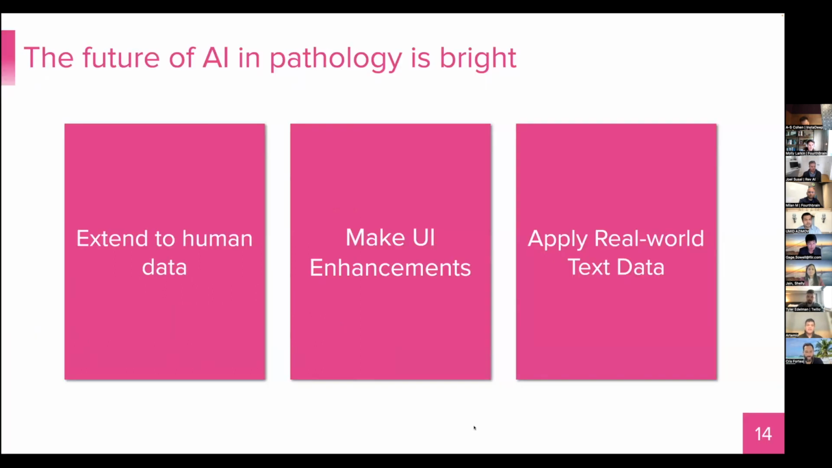And into the next slide, the future of AI in pathology is bright. In terms of future work, where do we go from here? We'd love to extend our models and our data to human data. Our training data is composed of canine breast cancer tissue, and so we want to be able to generalize that using human data. As you've seen from our demo, we'd like to make some UI enhancements, make it more readable, clickable in some areas where there are mitotic regions. And we would finally like to apply real-world text data. We built a prototype using fake data, but you can imagine the amount of clinical data that's out there where we can match up text data to clinical data from images.